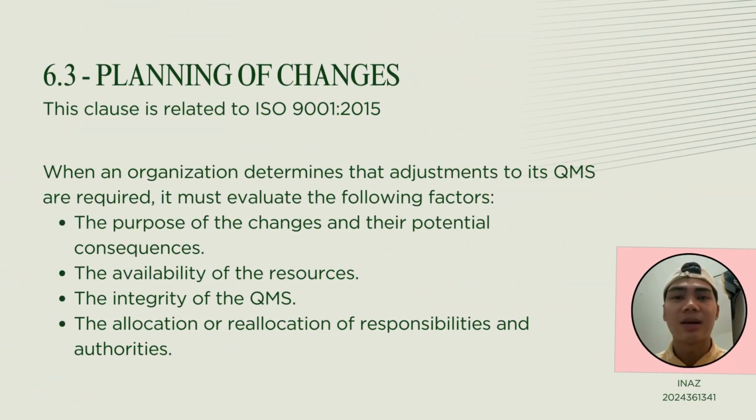The last one is 6.3, planning of change. In ISO 9001, when the organization determines that adjustment to its QMS are required, it must evaluate by following the factors. First is purpose of change and their potential consequences. Second is availability of the resources. Third, integrity of the quality management system. And the last one, allocation or relocation of responsibility and authorities.